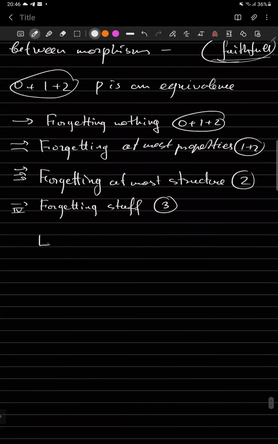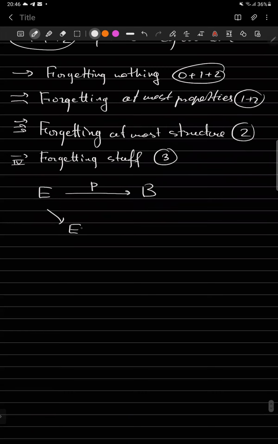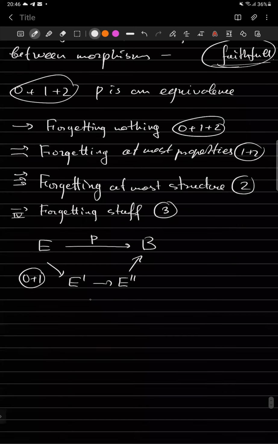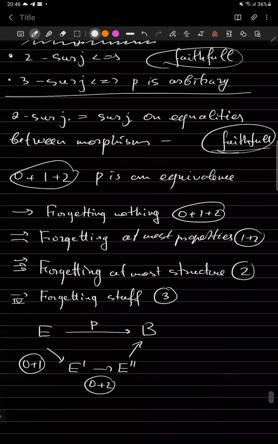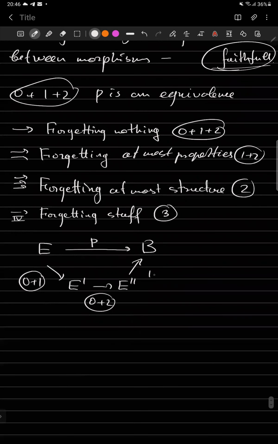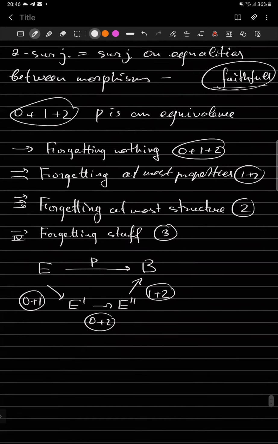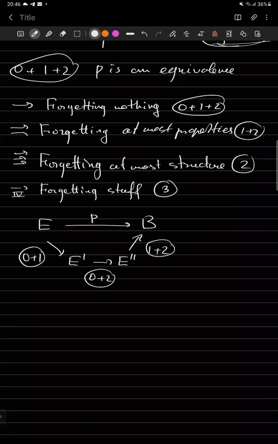Now we also have a factorization. So we can turn any category along the functor P into its image category using the following procedure. So here we first of all have 0 plus 1, meaning that it is surjective on objects and it is full. Here we have 0 plus 2, also surjective on objects and faithful. Finally, here we have 1 plus 2, meaning that it is not necessarily surjective on objects, but on the part of the image on which it is surjective, it is fully faithful. So the procedure is very similar to that in sets.